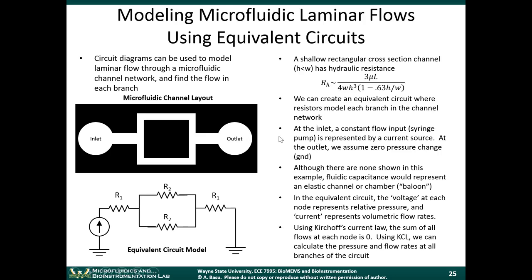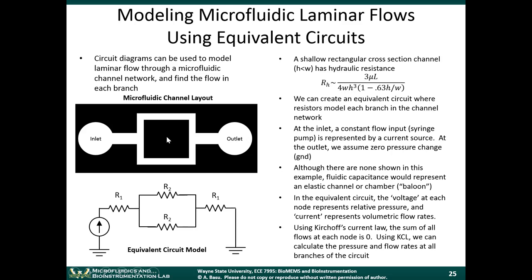All right, so at the inlet, a constant input is represented by a current source. At the outlet, we assume a 0 pressure change. There are no capacitors shown in this example. There are only resistors shown in this example, but you could also represent a fluidic capacitance. If you had a chamber that could expand or contract, for example, if you had a section of the channel with a membrane on top of it, then that membrane could expand and contract so that the chamber could become larger or smaller, like a balloon. Okay? And in that case, you could represent that as a fluidic capacitance.